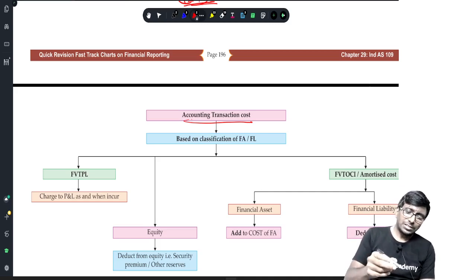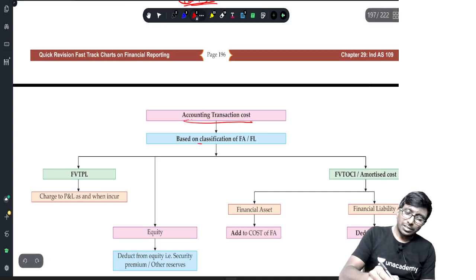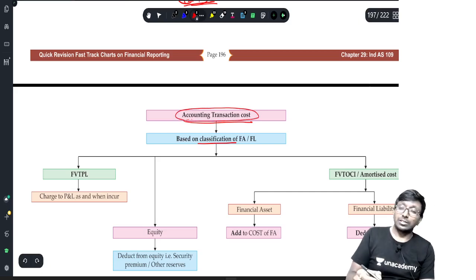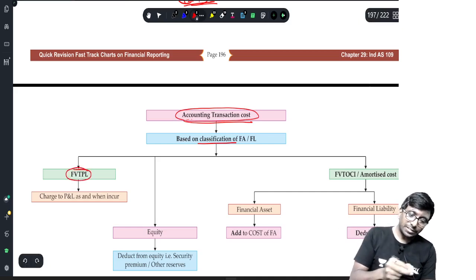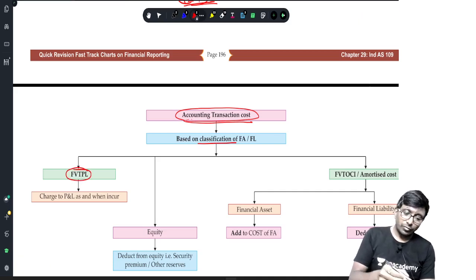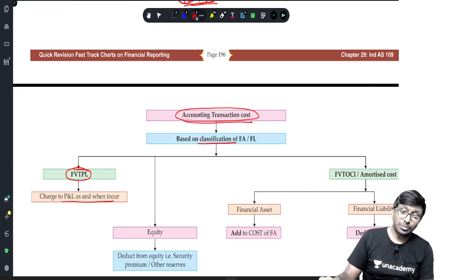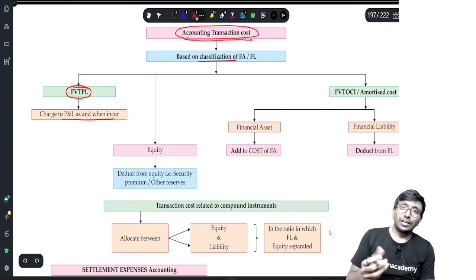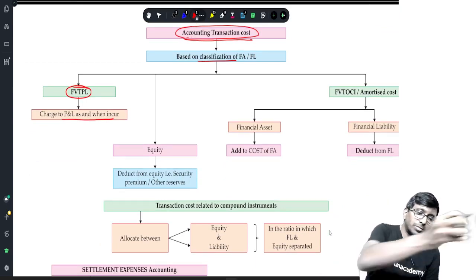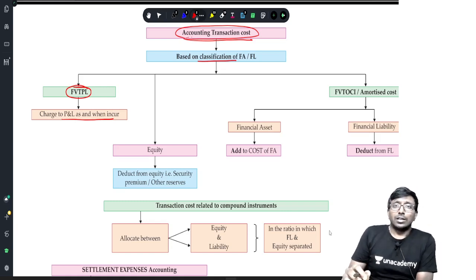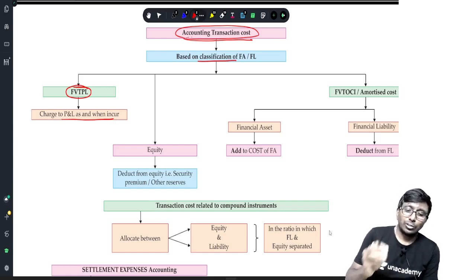Simple. The question is always based on the classification. Accounting for a transaction cost depends on how you have classified the financial asset, financial liability or equity. If you have classified it as FVTPL, fine, then it will be charged to P&L as and when you incur it. It's like a brokerage, normal brokerage, because your job itself is buying and selling. That's why it will be transferred to profit and loss as and when you incur it.